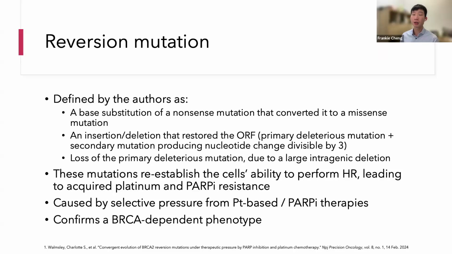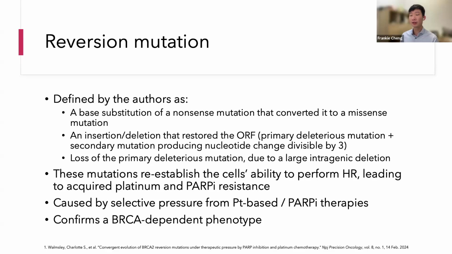So in the paper that we'll later discuss, the reversion mutation is defined by the author with 3 points. It's defined by either having a base substitution of a nonsense mutation that converted into a missense mutation, an indel event that restored the open reading frame, or loss of the primary deleterious mutation. So how do we understand this?